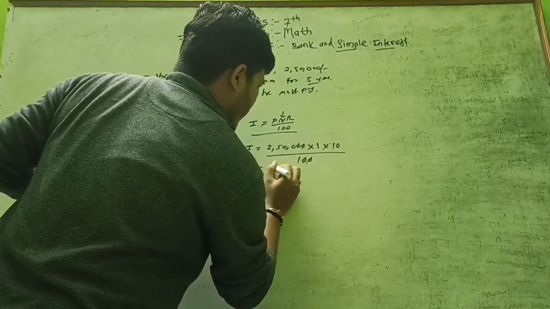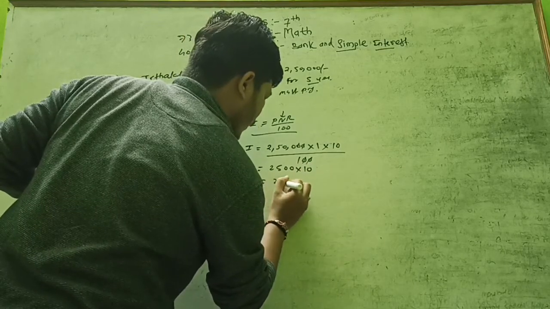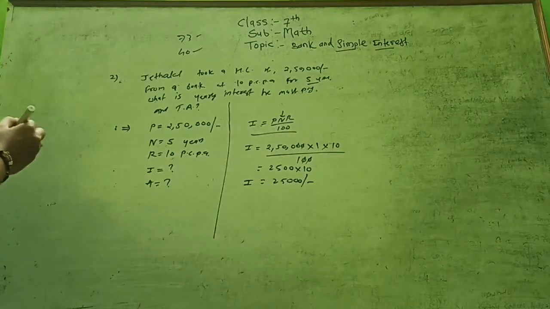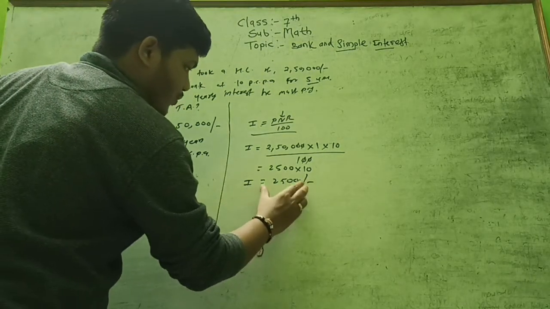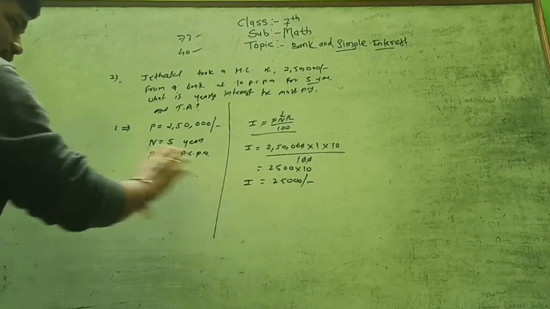The zeros get cancelled. That is, 2500 gets multiplied by 10. That is 2500 times 10, which means 25,000 rupees. Okay, so he has to pay 25,000 rupees as interest yearly.